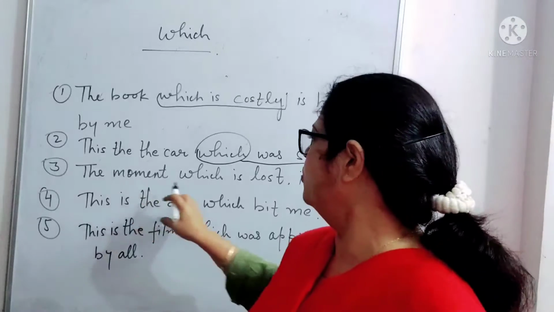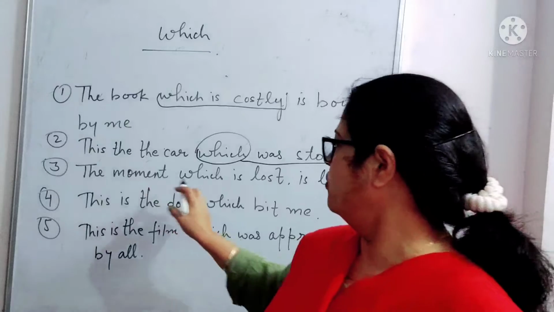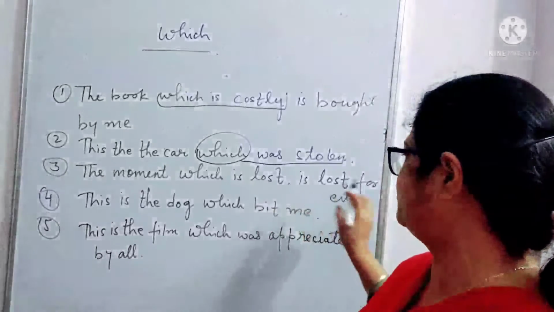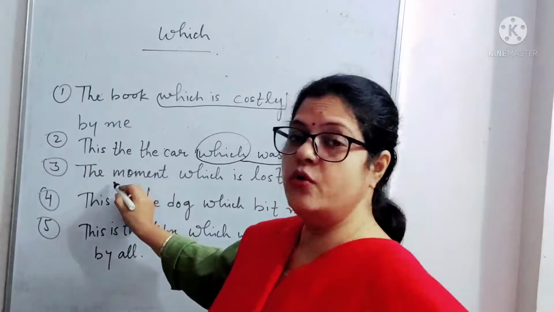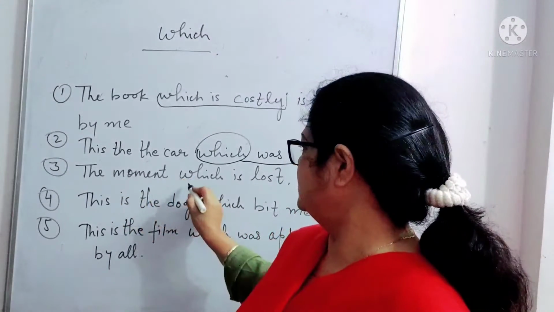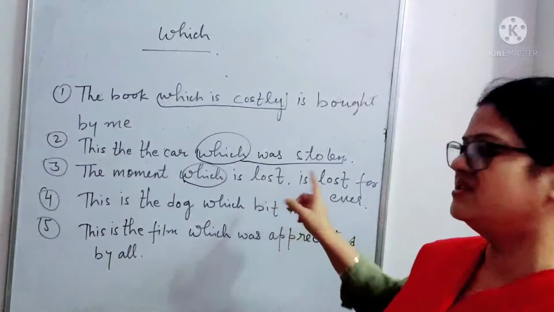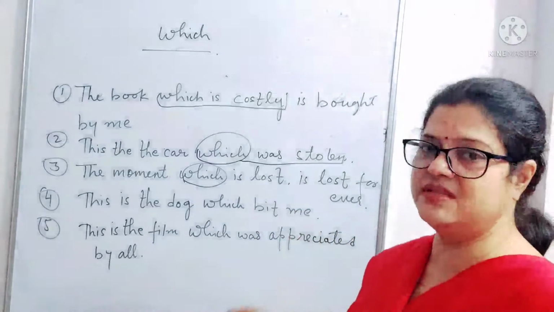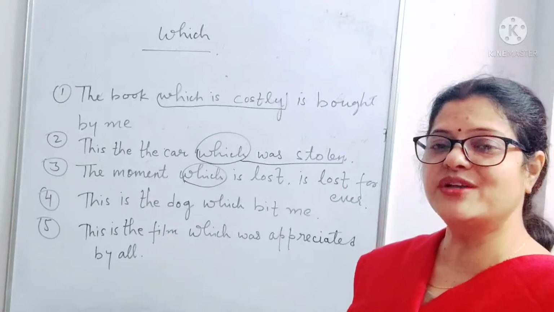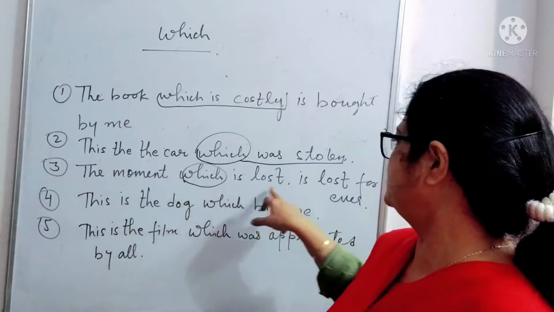Now, the moment which is lost forever is lost. So here we are talking about this noun moment. Okay. So that is why this relative pronoun which is used for it. So just see the sentence carefully. You will find that we have used is twice. So this is not actually a misprint. This is the thing: the moment which is lost.